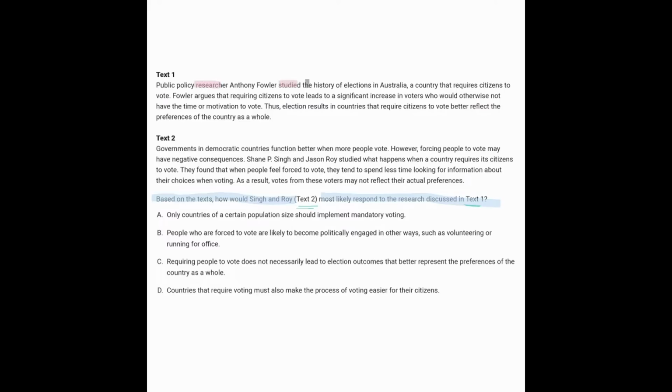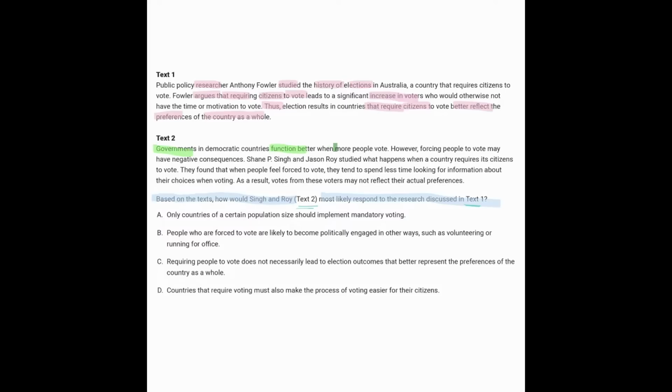This researcher studied the history of elections and argues that requiring citizens to vote leads to an increase in voters who would not have the time otherwise. Therefore, when they require citizens to vote, that's going to better reflect the preferences of the country as a whole. So requiring people to vote is going to get a more representative sample of the population. What does text 2 say about that?